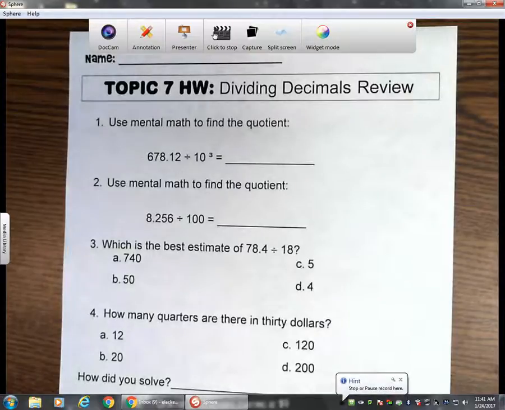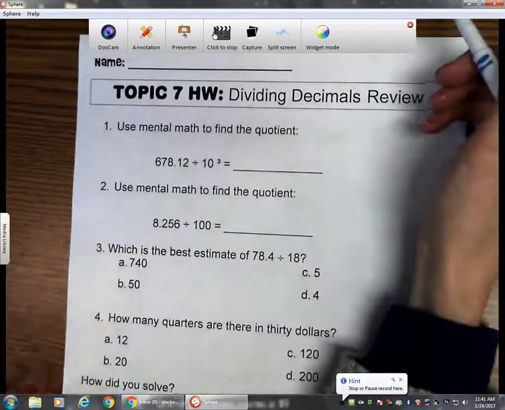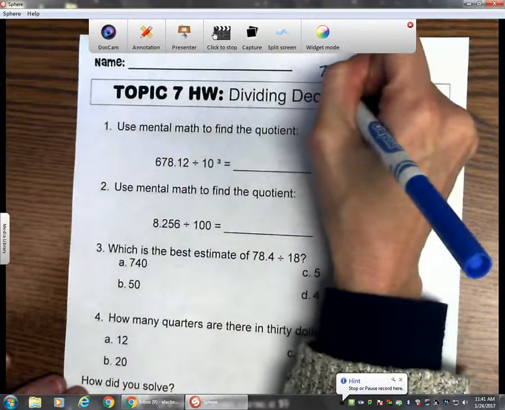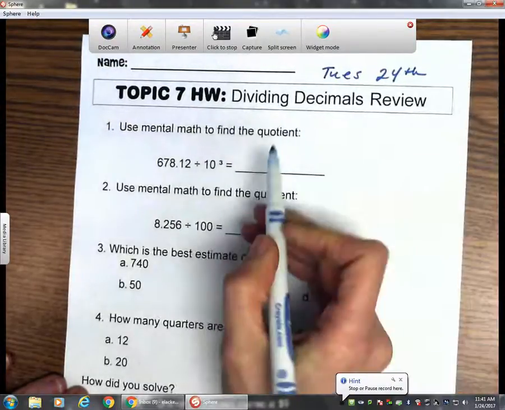Hi guys, so tonight for homework you had to do this, and I'm just going to check it over with you real quick. And again, tonight is Tuesday, the 24th. Okay, so this one you're using mental math.